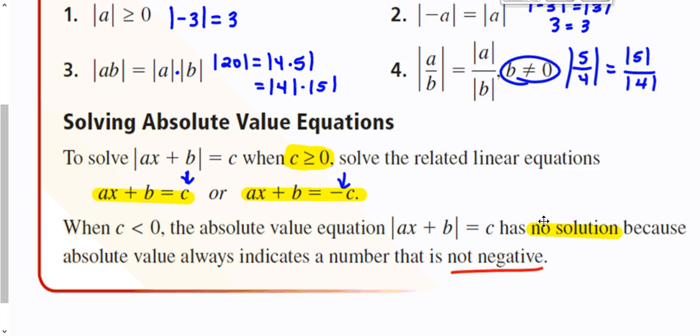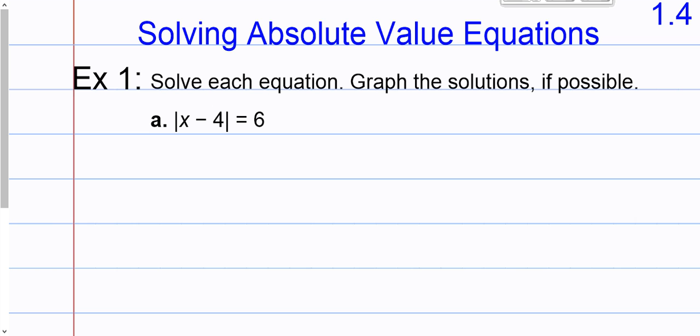All right, let's use some of that information and move on to example 1. Make sure on the top of your notes you have your title, which was on the previous slide as well, Solving Absolute Value Equations. Make sure you write down that this is section 1.4. So example 1, yes, write down all of the directions, write down the problem. Example 1 says solve each equation. Graph the solutions if possible. So here we go. Absolute value of x minus 4 equals 6.